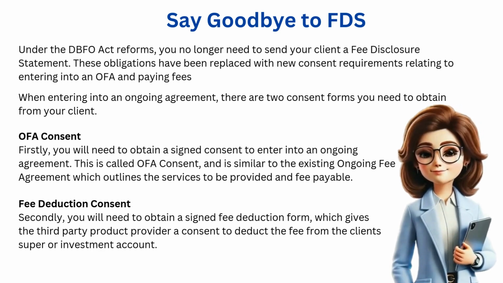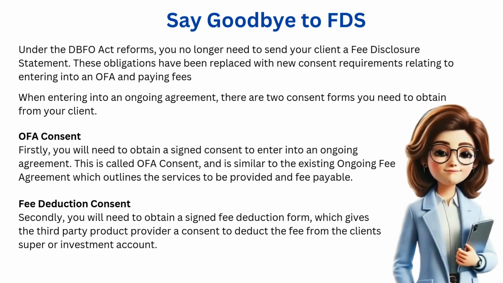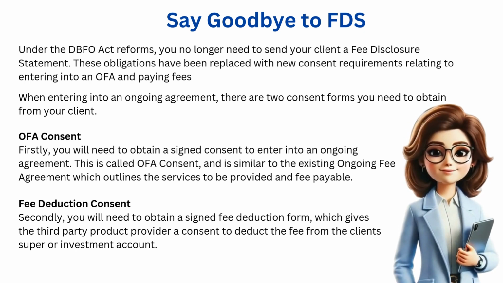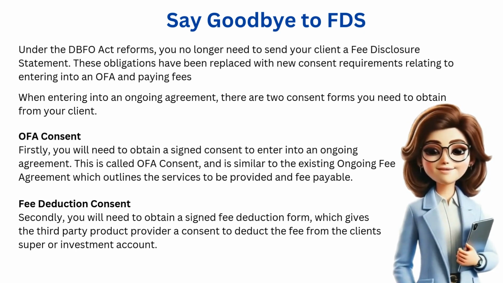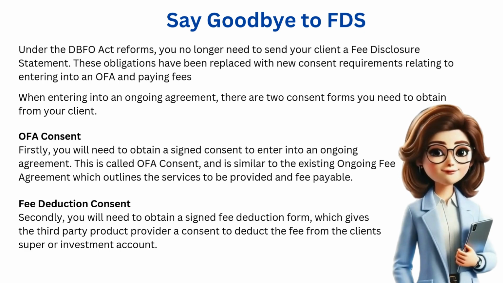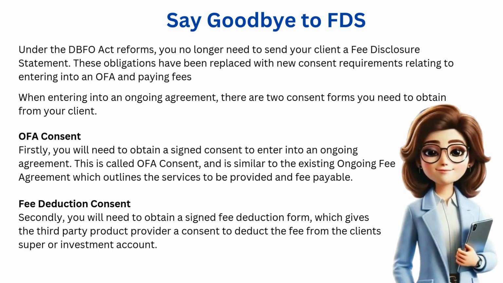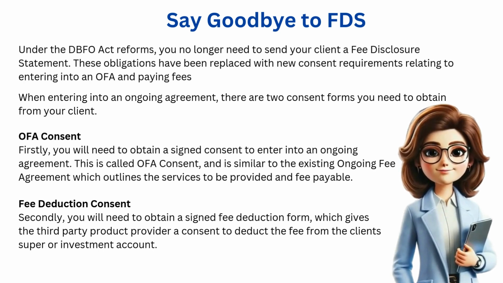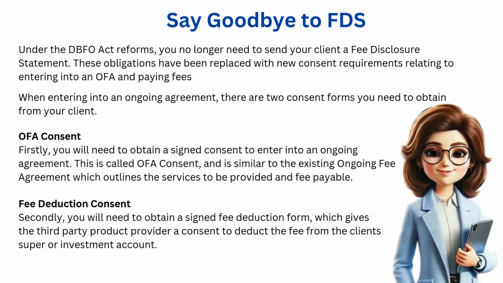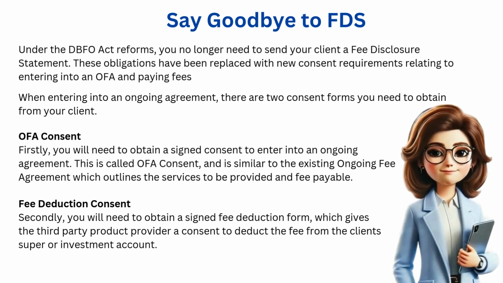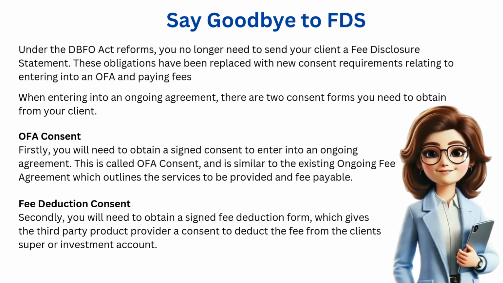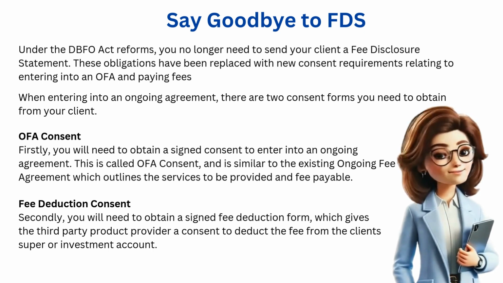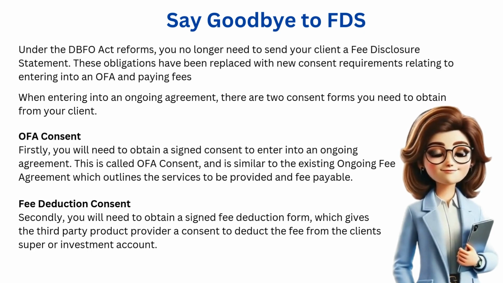When entering into an ongoing agreement, there are two consent forms you need to obtain from your client. Firstly, you will need to obtain a signed consent to enter into an ongoing agreement. This is called OFA consent, and is similar to the existing ongoing fee agreement, which outlines the services to be provided and fee payable. Secondly, you will need to obtain a signed fee deduction consent, which gives the third-party product provider a consent to deduct the fee from the client's super or investment account.